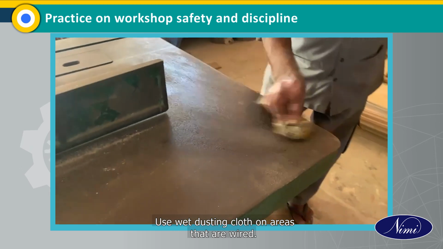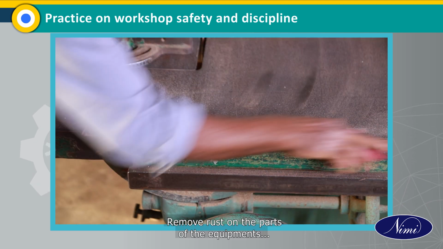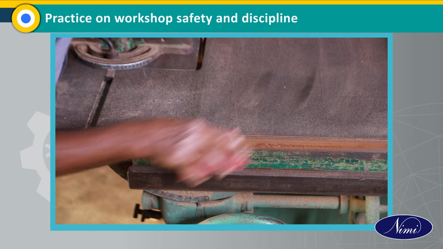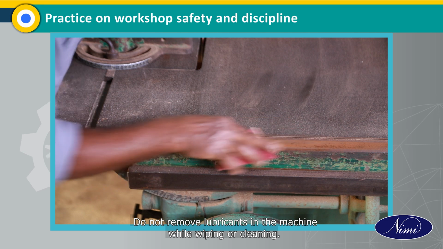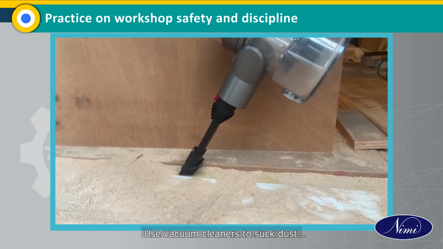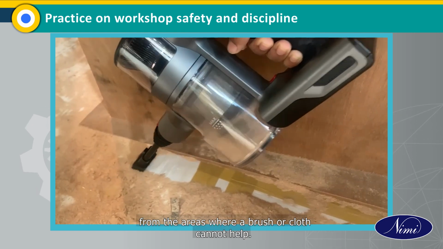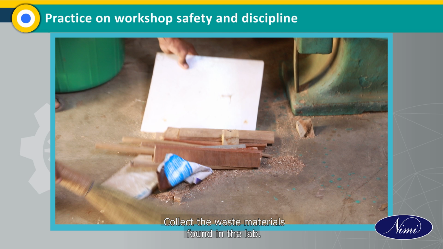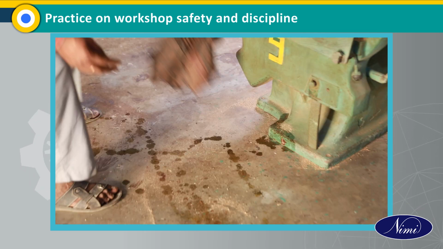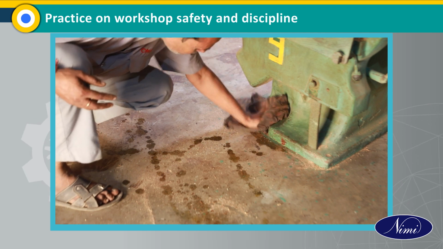Use a wet dusting cloth on areas that are wired. Remove rust on the parts of the equipment or devices using an emery sheet. Do not remove lubricants in the machine while wiping or cleaning. Use vacuum cleaners to suck dust from the areas where a brush or cloth cannot help. Collect the waste materials found in the lab and put them in the specified dustbin. Clean places where grease or oil has been spilt on the floor.